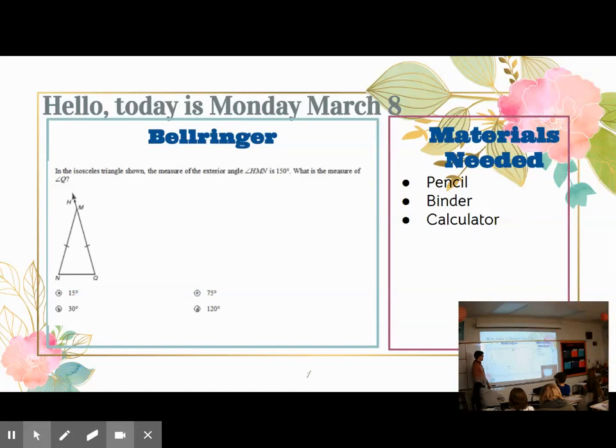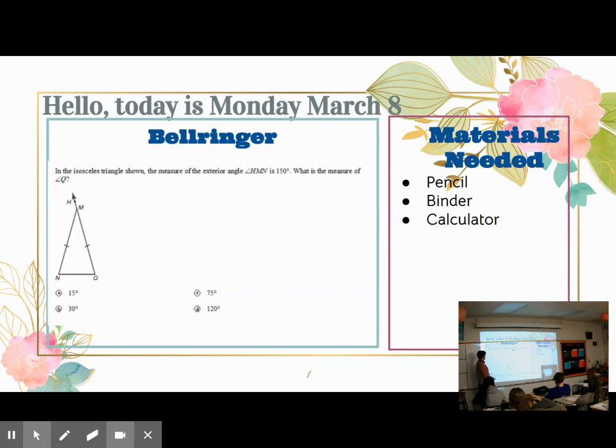Explain how he did the bell ringer. Let's pay close attention in case anybody made a mistake. Also, those of you on Google Meet, you will do your bell ringer on paper. Make sure you show your work. And then on Friday, you need to email me your bell ringer. All right, Aiden, go ahead.